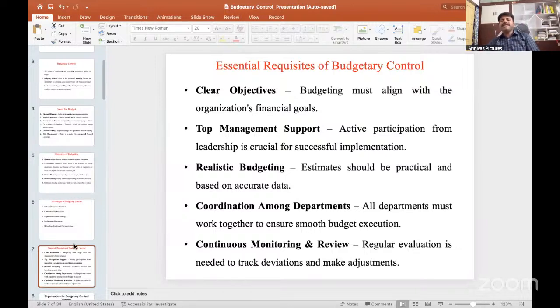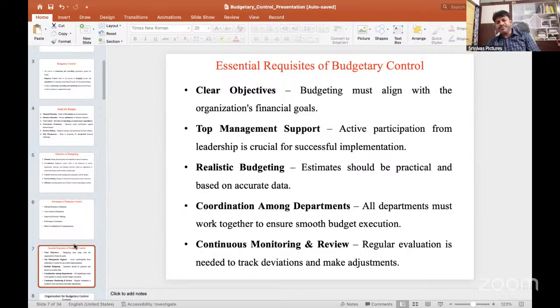What are the essential requirements of budget control? First of all, we require clear objectives. So clear objectives means what? Whatever we are going to do, if you set the financial goals properly, then according to meeting that financial goal only we are going to work. So clear objectives are required.